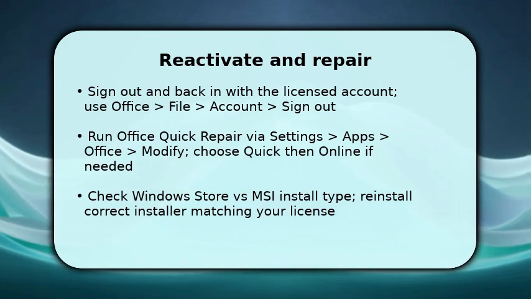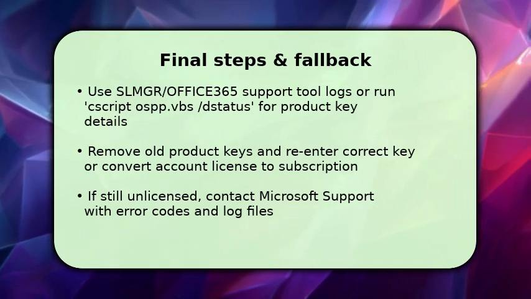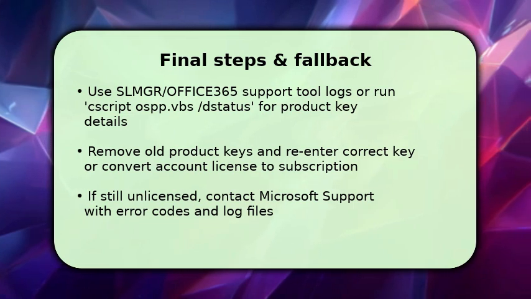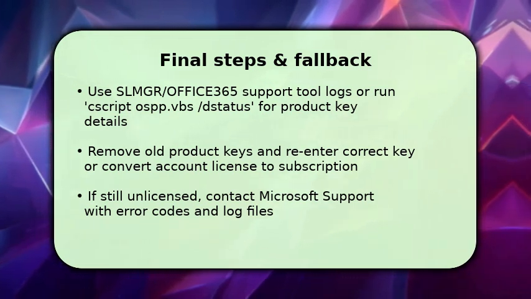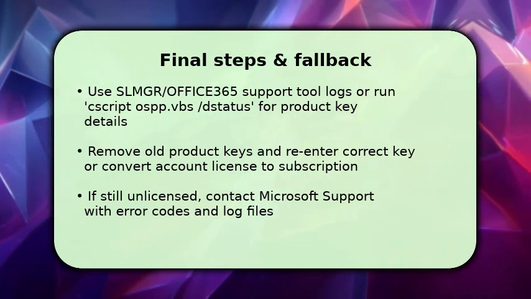Finally, you gather diagnostic info and apply final fixes. Run the Office Activation Diagnostic or use cscript OSP.VBS /dstatus to see installed product keys and status. Remove stale keys and re-enter the correct product key if you have one.